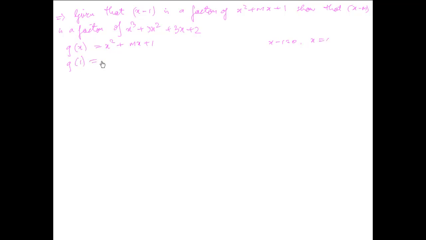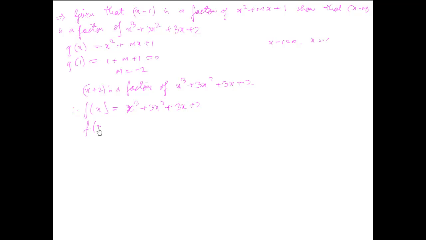So g of 1 would come out to be 1 plus m plus 1 equals 0. M comes out to be negative 2. Then they say, children, x minus m, that becomes x plus 2, is a factor of x cubed plus 3x squared plus 3x plus 2. Show that. So, children, first f of x is equal to x cubed plus 3x squared plus 3x plus 2.